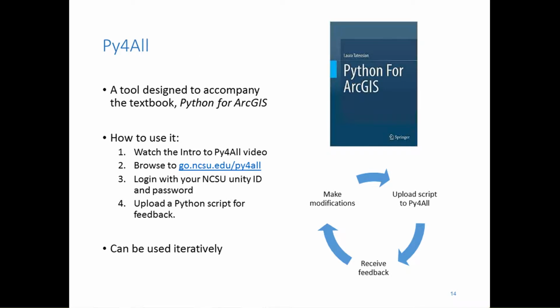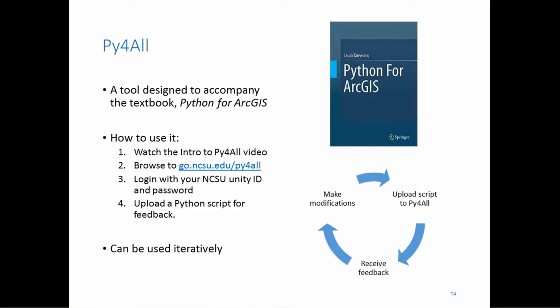Another available resource is an online tool called Py4All, which has been developed to accompany the textbook Python for ArcGIS. It applies to exercises in the book in which you write a script. Py4All provides automated feedback and enables you to compare your output to the solution output. It can be used when the script is completed or when you've made as much progress as you can but you're stuck. It does not replace grading, which the instructors will do later.